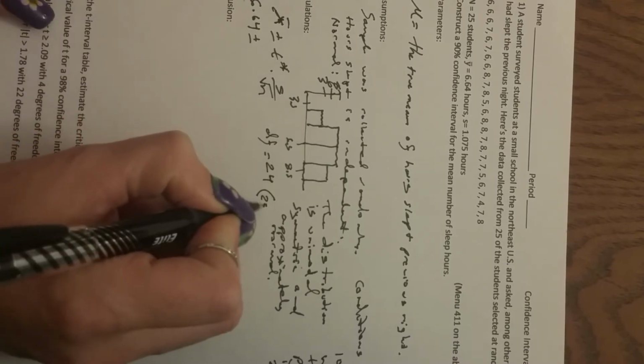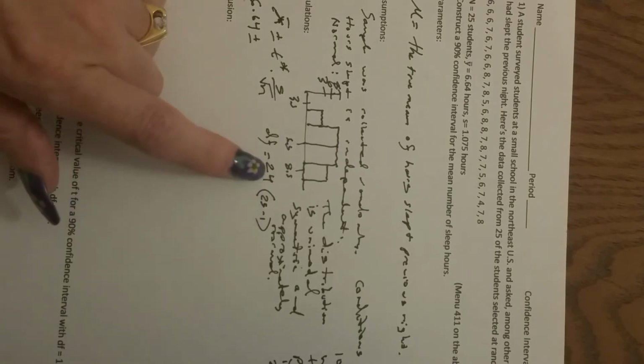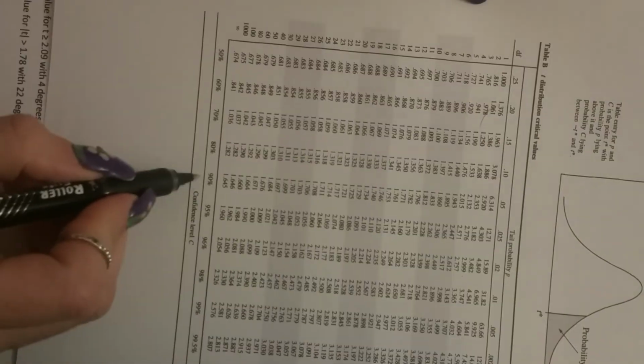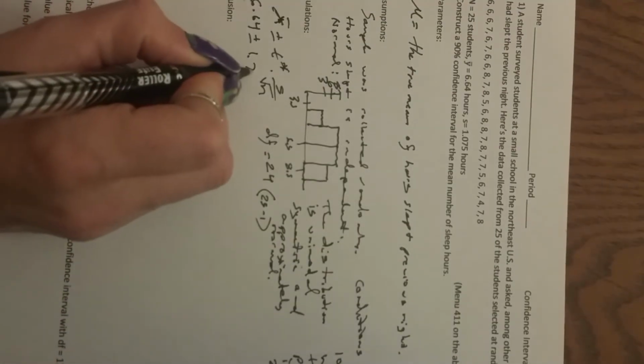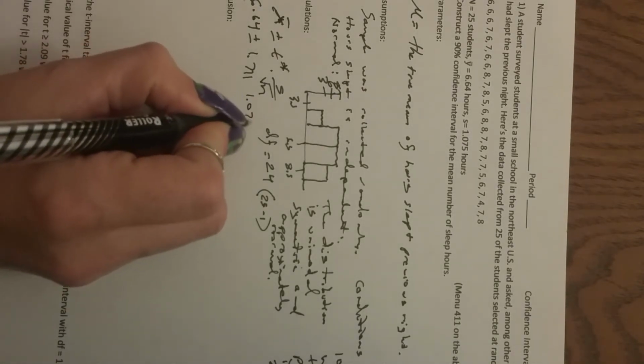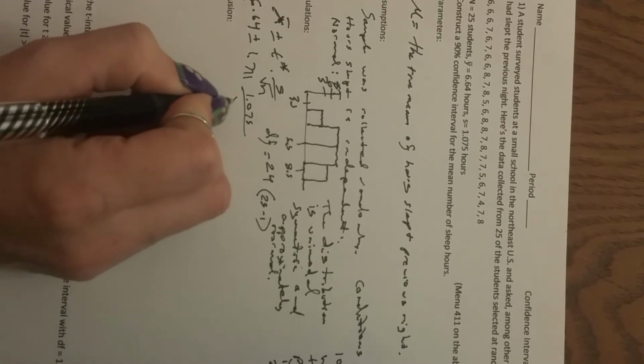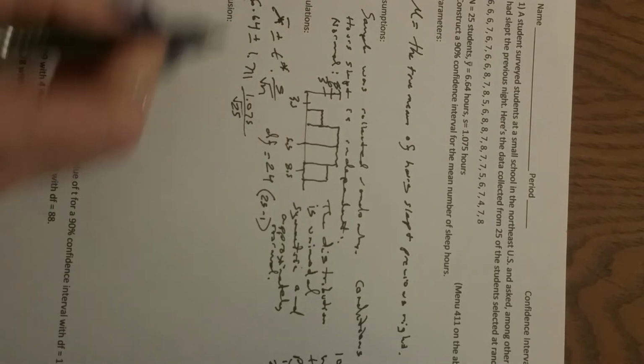So the degree of freedom, my D of F, is 24. It's N minus 1. Since there's 25 pieces of data, subtract 1, you get 24. So when I go to look up, I go to my 90%, I go to 24, it's 1.711. So 1.711 is my critical value. Standard deviation is 1.075. And the square root of N is 25 square rooted, which is 5. Okay, so there's my substitution.